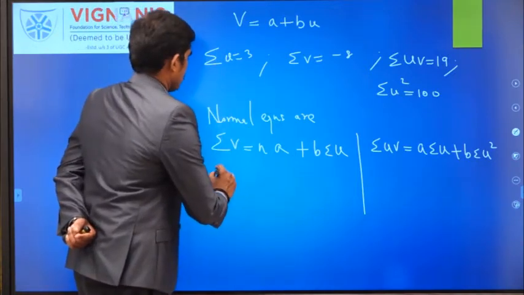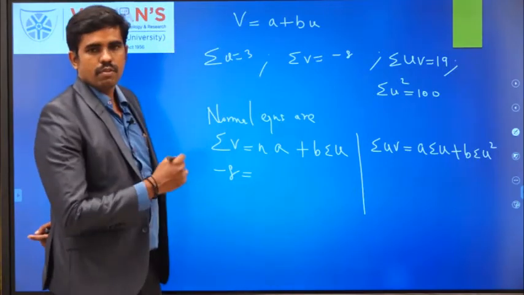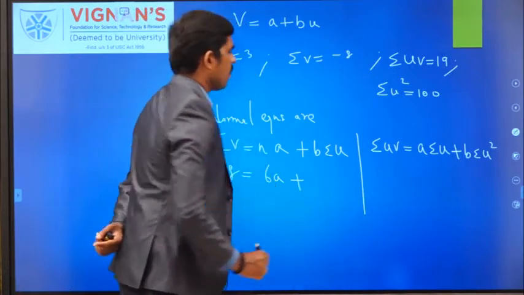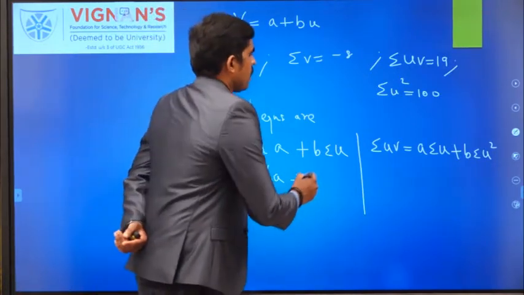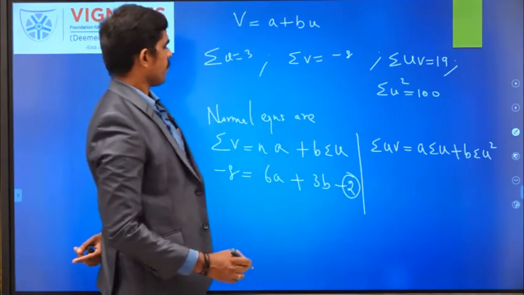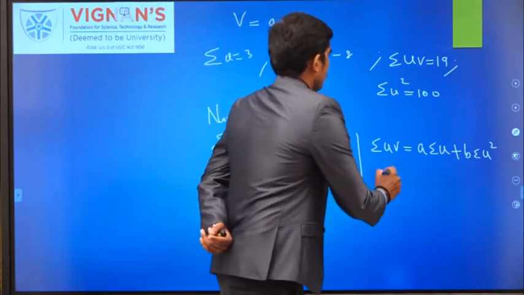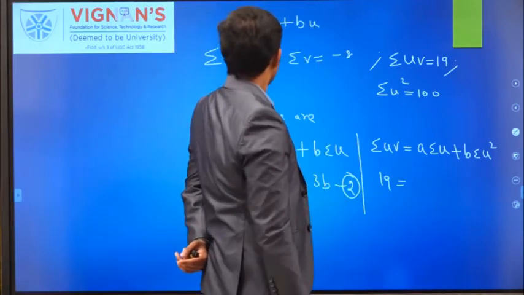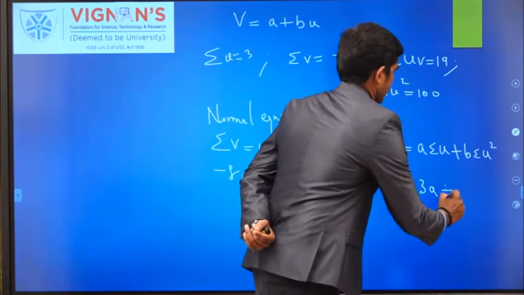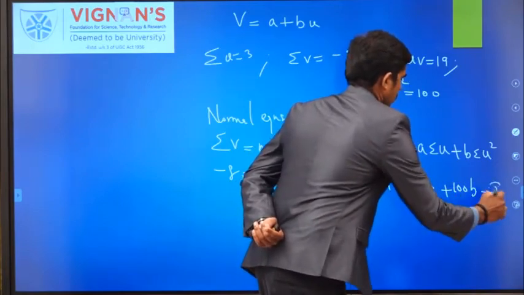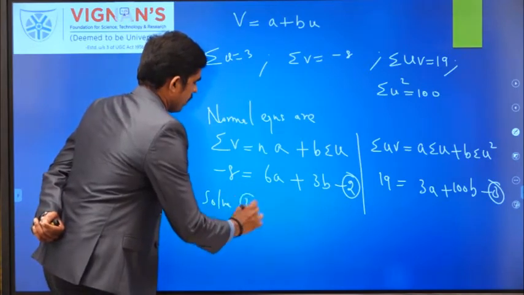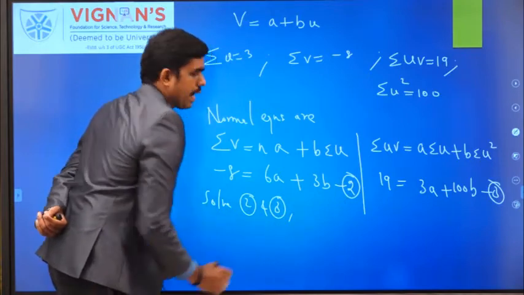So summation v is -8. The number of values in this given data is 6, so 6a plus b I have to find. Summation u is 3, so 3b. So -8 is equal to 6a plus 3b. This is equation number 2. Then 19 is equal to a into summation u, 3a, plus b into summation u square, 100b. So this is equation number 3. Now solve 2 and 3 to find a and b.